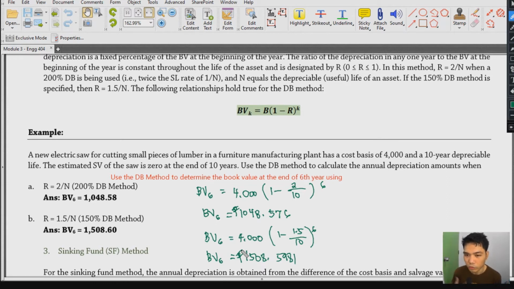I want you to think about it, and if you want to pause the video to think about it, you might want to do that. Your answer should be something like this: BV sub 3 is equal to 4,000 times (1 minus 1.2 over 10) raised to 3. If you were able to think about this expression, then you should already understand this DB method. Now we can proceed to the next one.